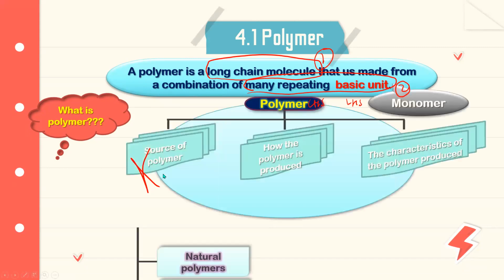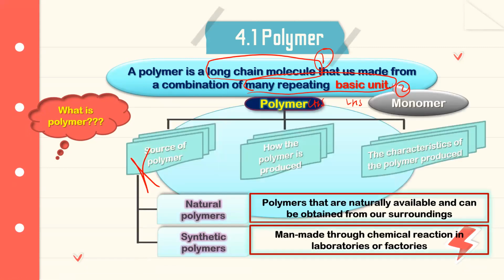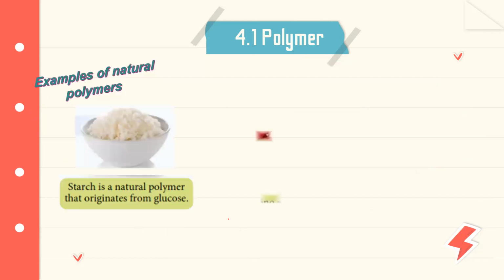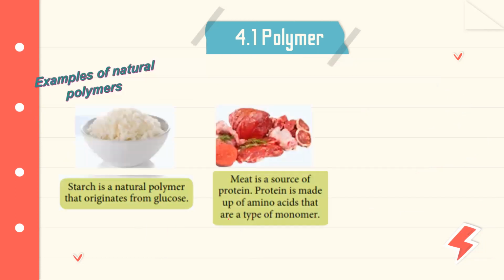Oh, I'm stuck. Okay, so two things that you need to know. I'm going to go faster. I've got natural polymers. Natural polymers are things that you can find from your surroundings. Synthetic polymers, I make in the labs. I make them in the factory. So natural and synthetic polymer. Examples of natural polymers that you must know, you learn in bio as well. Starch. Starch is a natural polymer originating from glucose. Protein, which is also your source of meat, is also coming from amino acid. Your amino acid is a type of monomer. So your glucose here is a monomer, your amino acid here is a monomer.